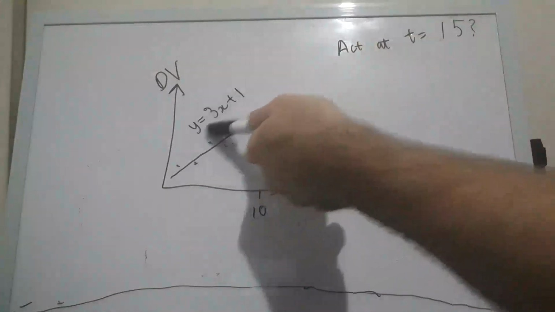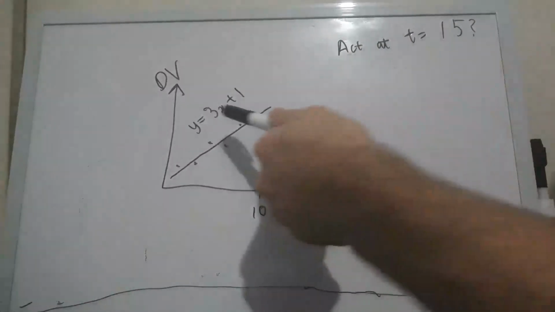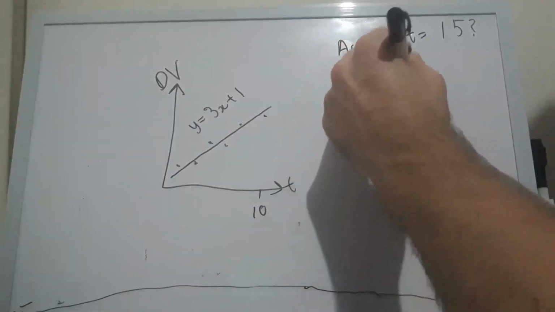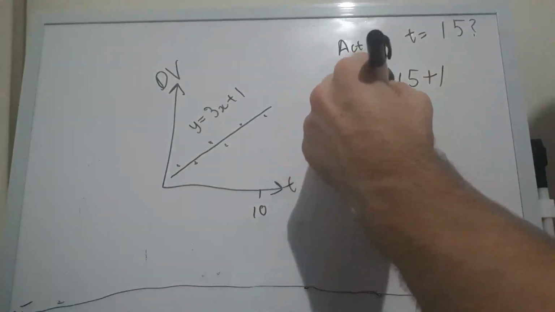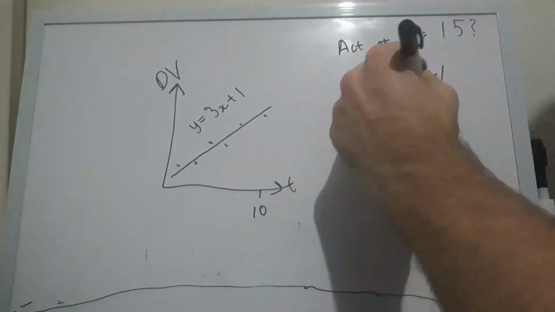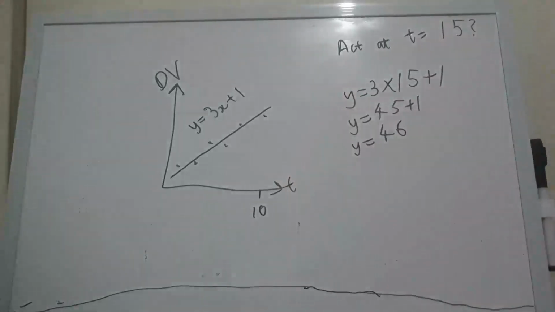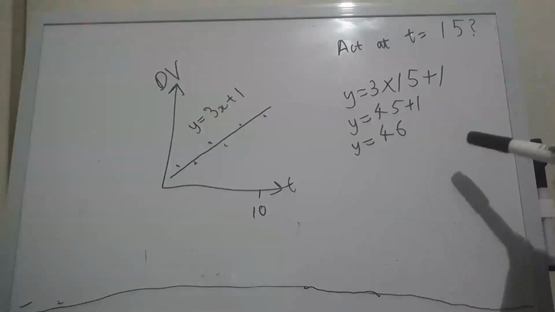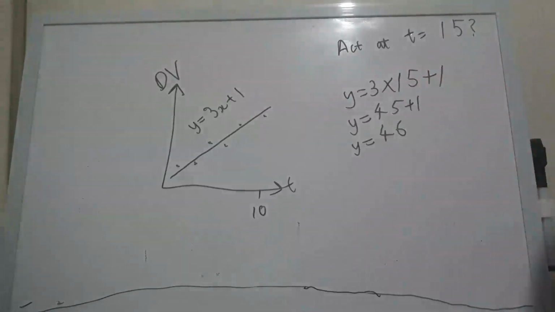So, you take your equation, and we know that x is time, so in this case we can plug t equals 15 straight into that equation. So, y equals 3 times 15 plus 1, which if you chuck into your calculator will give you an answer, but 3 times 15 is 45, plus 1 gives you 46. So, your deseasonalised value at time 15 is 46. But the question isn't asking what's your deseasonalised value, it's asking what is your actual value.